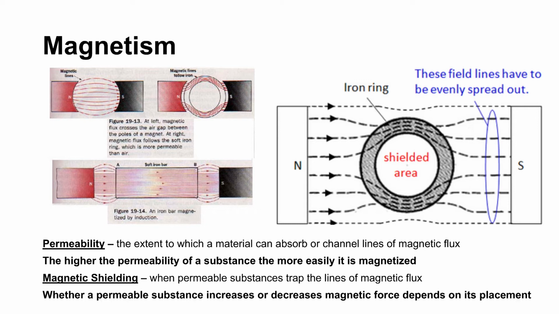So a permeable substance can increase or decrease the magnetic force depending on how it's oriented. When you use a ring like this, it decreases the magnetic force inside the ring because the orientation is such that all of the lines of flux are trapped and moved away from the center of the circle. But you can also use a bar like in the lower left figure 1914 here and actually direct the lines of force in a particular direction.